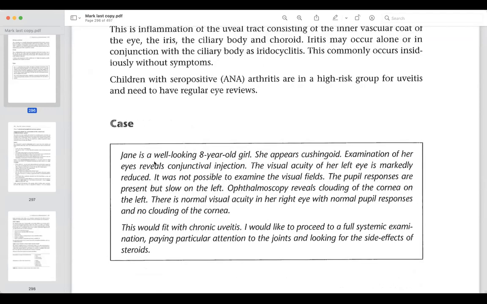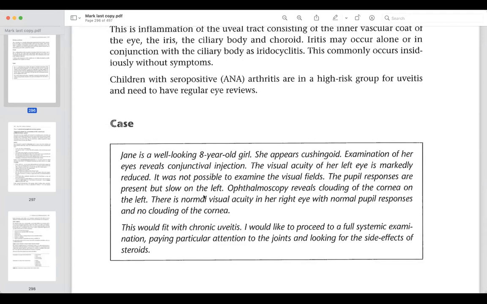So case: Jane is a well looking 8-year-old girl. She appears Cushingoid. Examination of her eye reveals conjunctival congestion. The visual acuity of her left eye is markedly reduced. I made it right, but here it's left. It was not possible to examine visual fields. The pupil responses are present but slow on the left. They are present but slow.